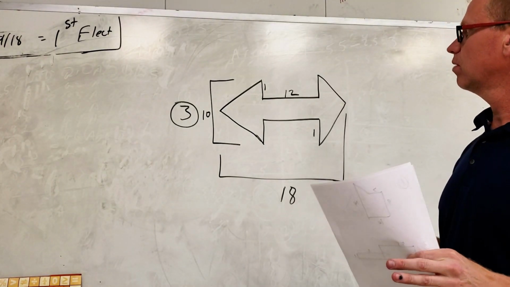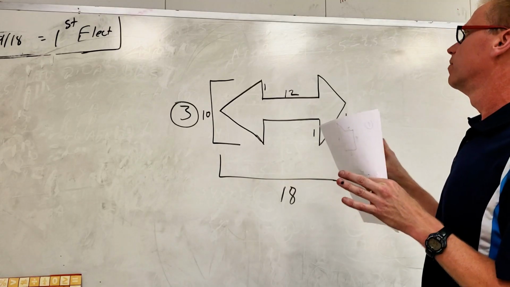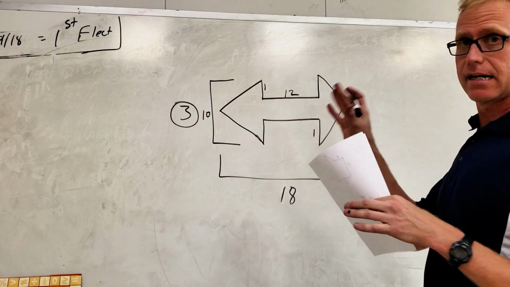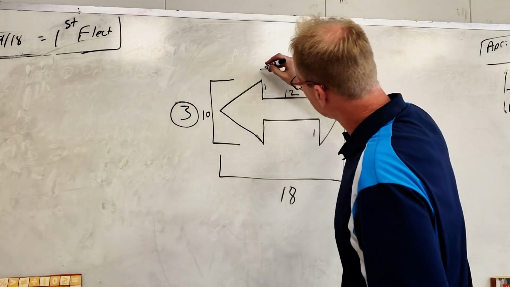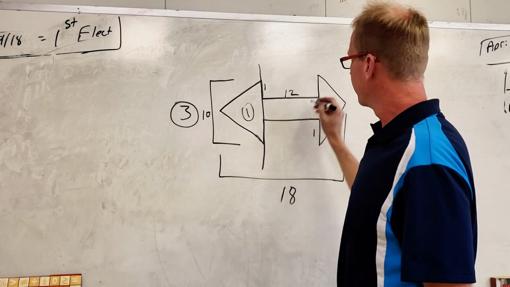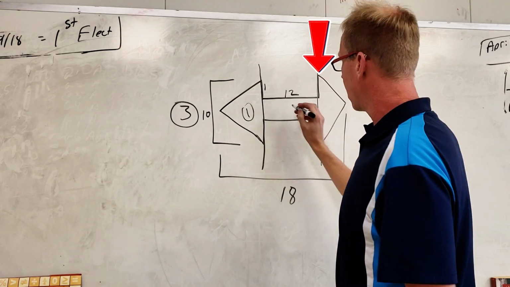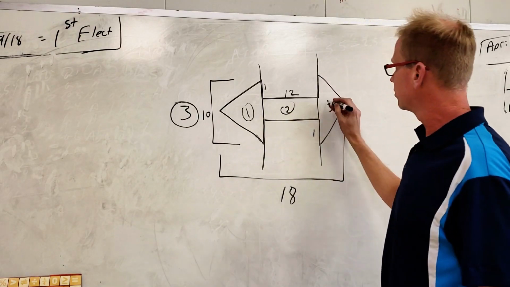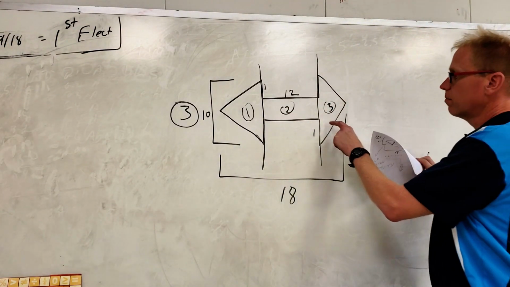So we don't know how to solve this the way it is, because we don't have a formula for it. But I can cut it into 3 different figures. Alright, so I'm going to cut it here. And that will give me a triangle. I'm going to cut it here. And that will give me a rectangle in here. Now this third figure is another triangle, but these two are the same.